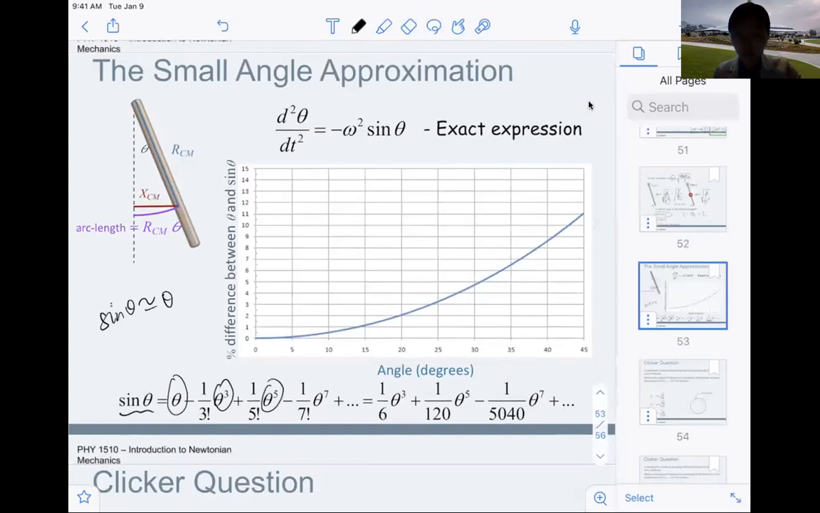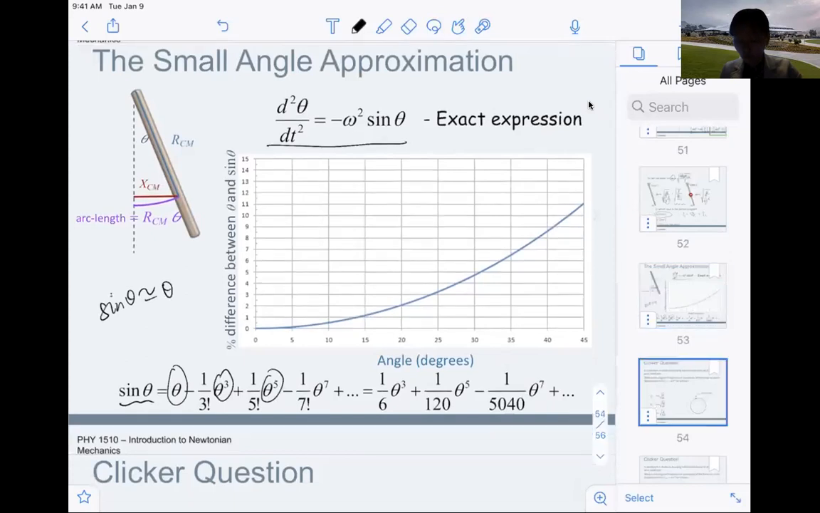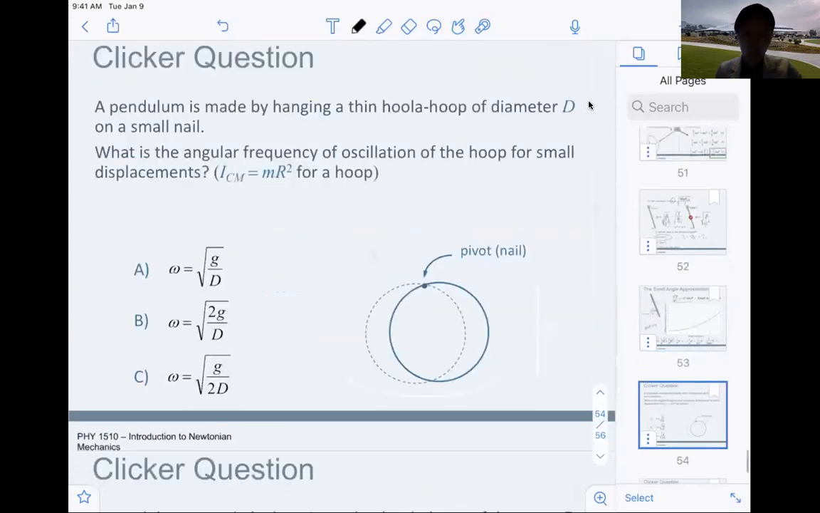We had the differential equation first, right, over here, and then we wrote down the solution to this, which gave us the sinusoidal solution. Let's look at one more question as a last question for this topic.